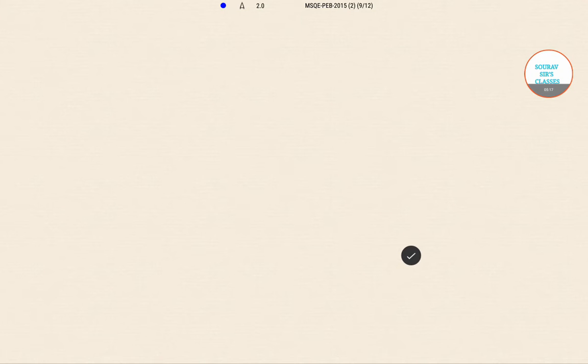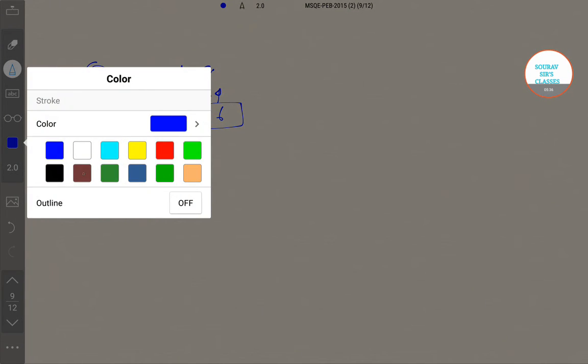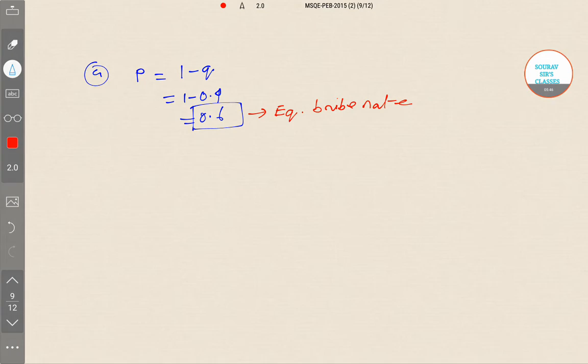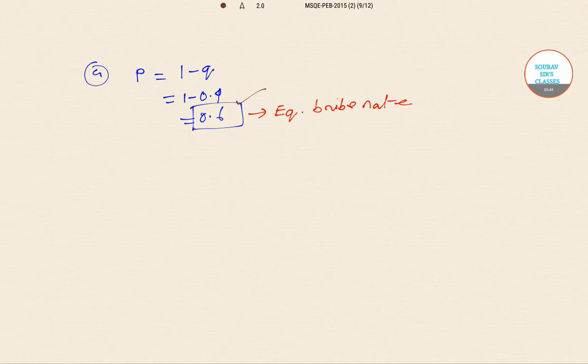From here we can simply find the price. The price will be equal to 1 minus Q, which will be 1 minus 0.4, equals 0.6. Therefore the equilibrium bribe rate is 0.6.